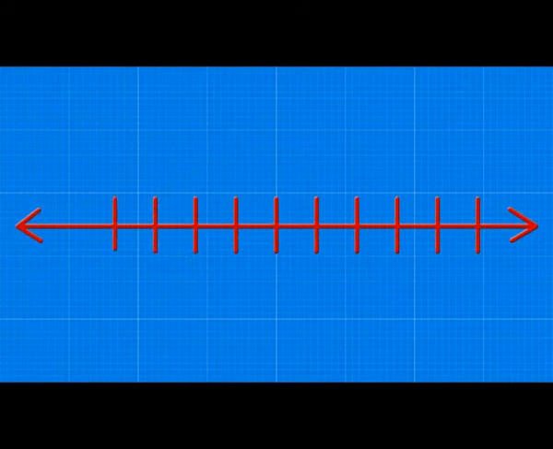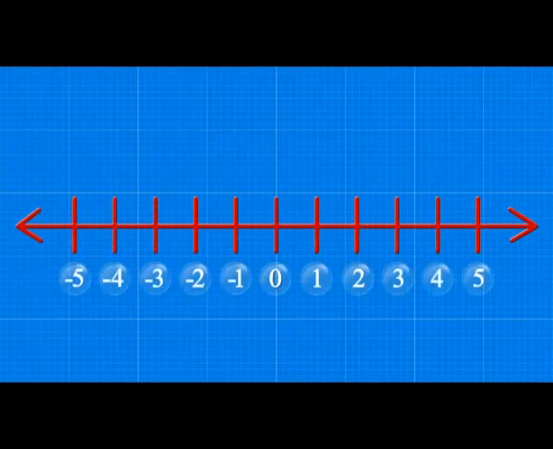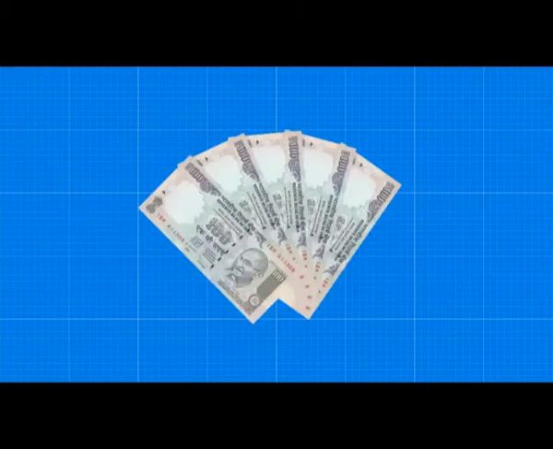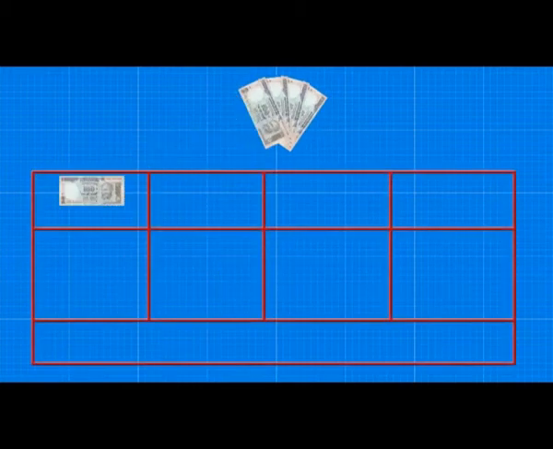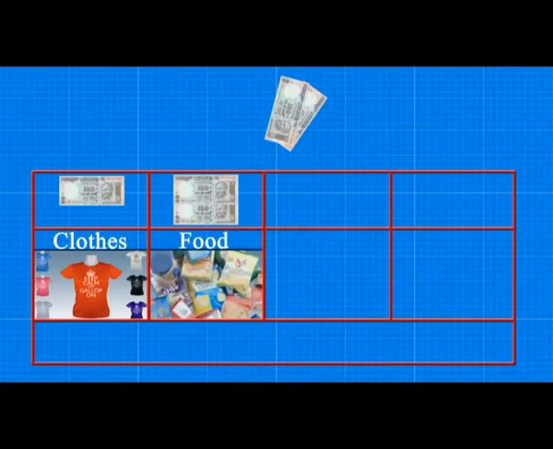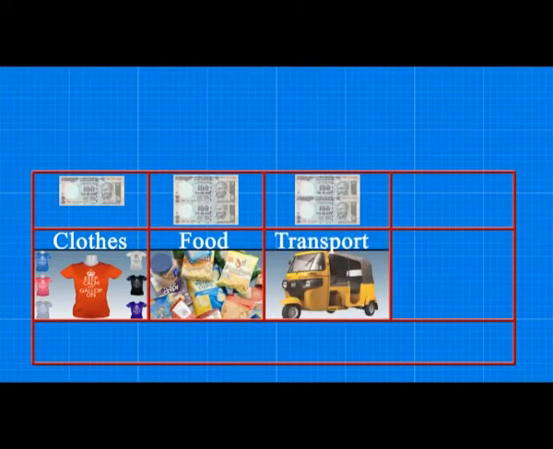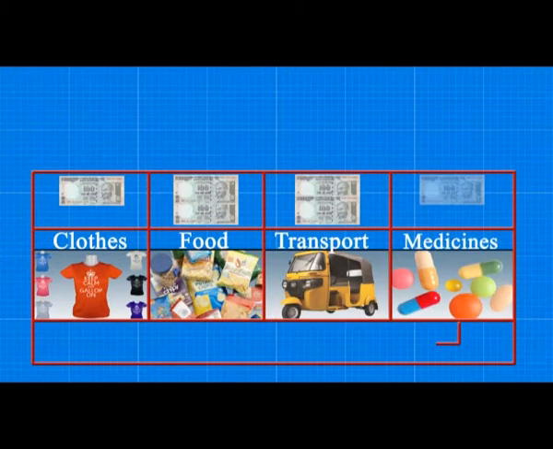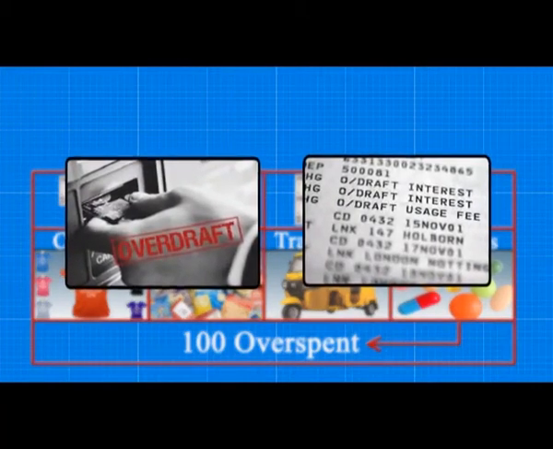Now, infinity is a concept that baffled many mathematicians. Another curious idea that shook many of their beliefs was the idea of negative numbers. Now, what are these? Very simply, it's a number less than 0. Let's look at it in terms of money. I have 500 rupees. I spend 100 on clothes, 200 on food, 200 on transport, and another 100 for medicines. Oops, I seem to have overspent, right? My bank would call this an overdraft. In mathematics, we call this a negative number.